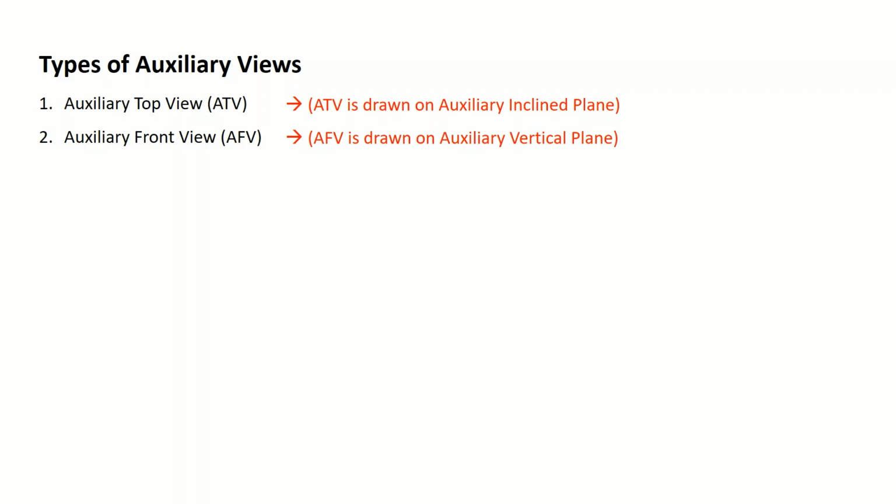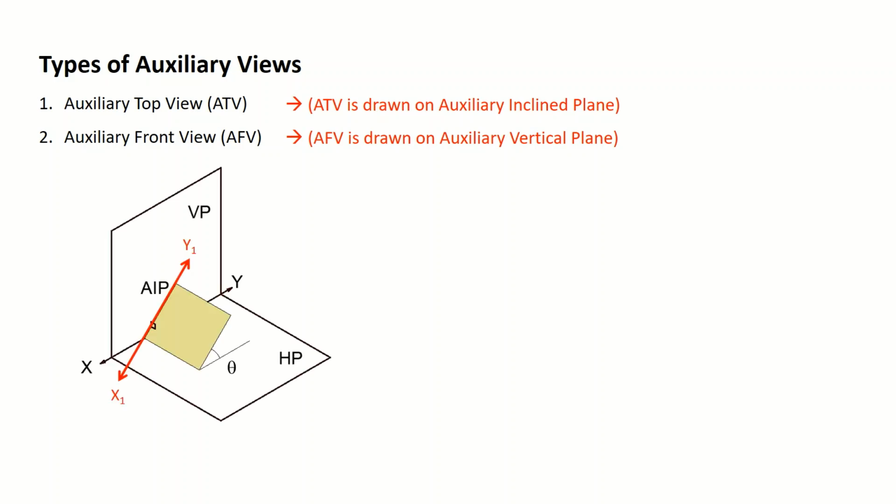auxiliary inclined plane, which is like this. The auxiliary inclined plane, or in short form AIP, is normal to VP and makes some angle, say theta, with HP. Since it is normal to VP, if it is viewed from this position of the arrow, then the AIP looks like a line, which is normally represented as x1 y1. So x1 y1 is the additional reference line that shows the AIP. The angle between x1 y1 and xy is theta.